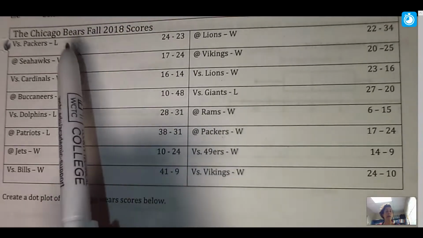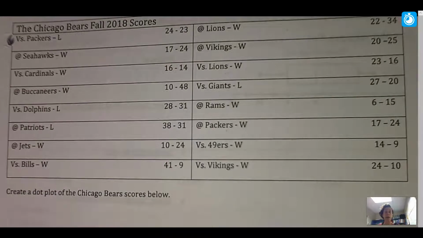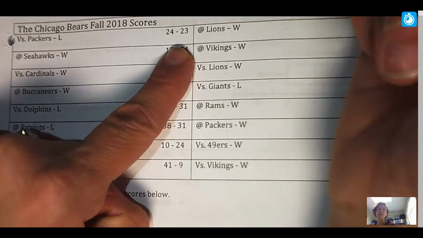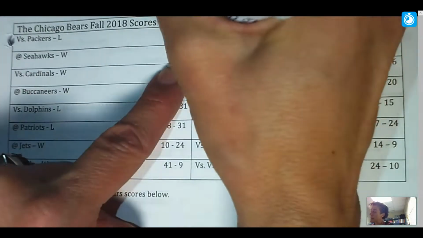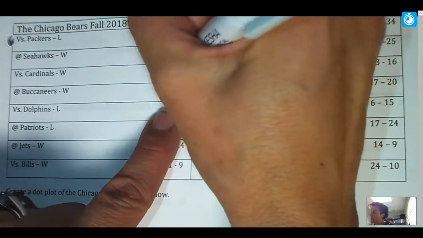Okay? So L means loss. W means win. So we want to create a dot plot of all their scores. So if they lost against the Packers, which usually happens, they would be the 23. If they won against the Seahawks, then they're the 24. They won against the Cardinals, so 16.